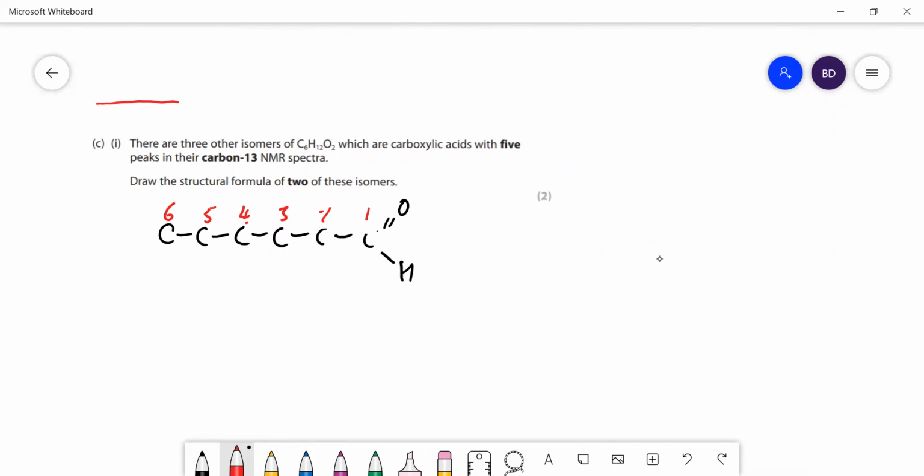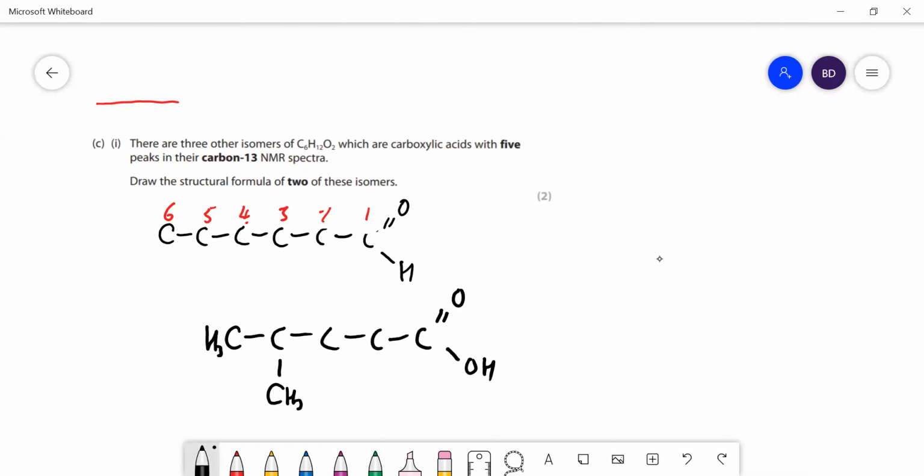Now, to me, the most obvious way of doing that would be to make it 5 long, and let's put another methyl group there. Okay, so that means that these 2 carbons are going to be the same as each other. So that's 1, and then that'd be 2, 3, 4, 5 peaks. Obviously, you've got to put all the hydrogens in there. That's one of them. What else could we do?